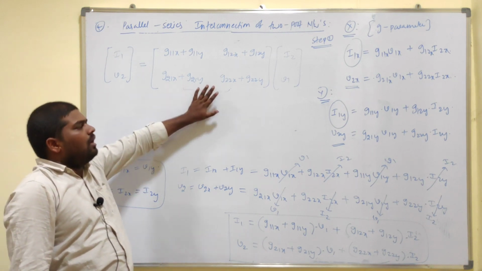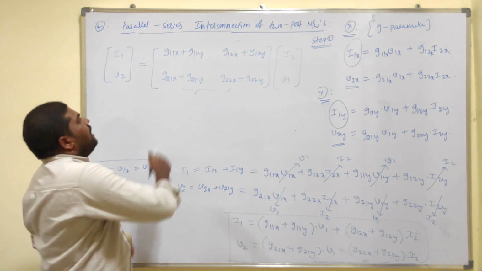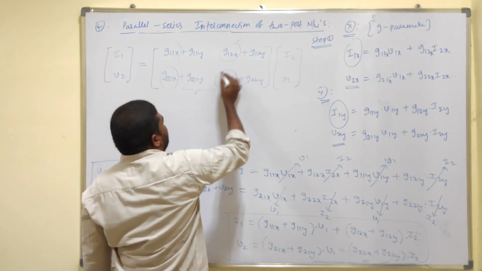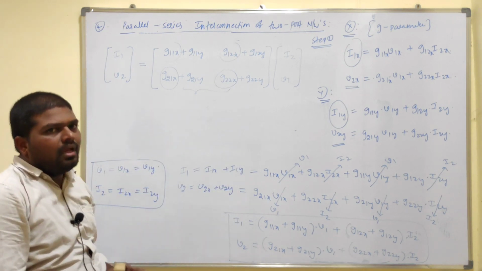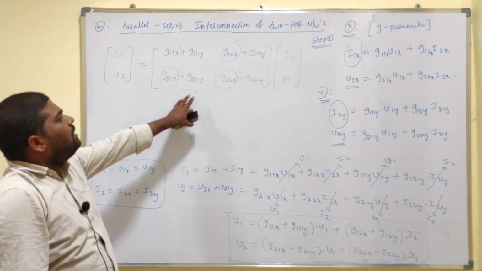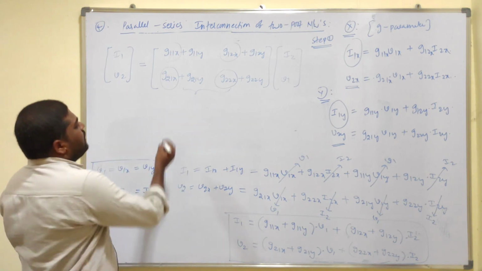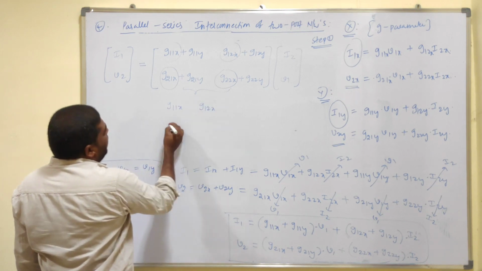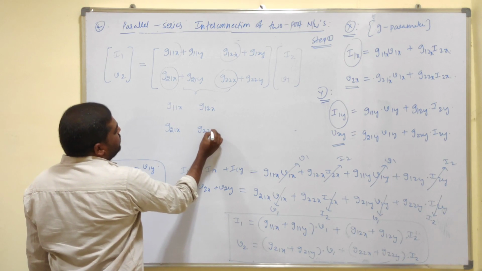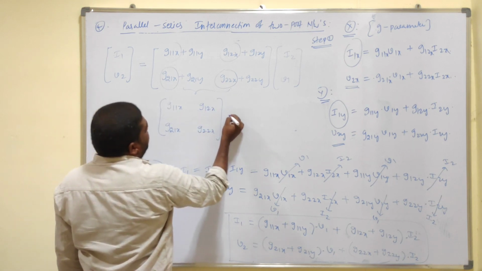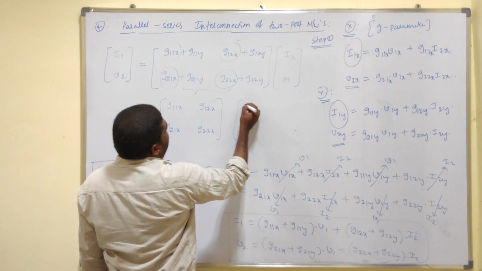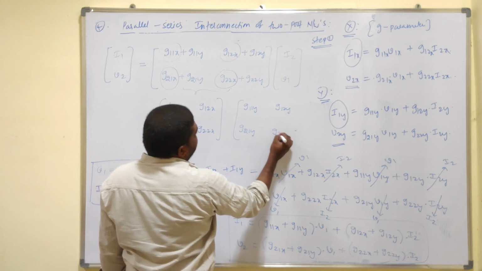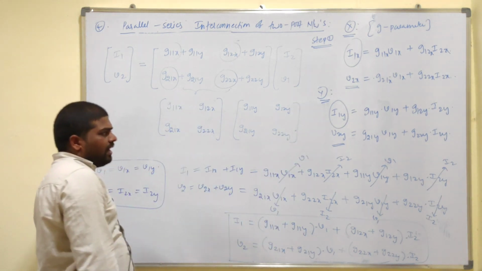Now observe these two-port parameters. Here are X related elements and Y related elements. You can separate the X related elements and the Y related elements. Now we will get G11x, G12x, G21x, and G22x. This is the X related matrix. And the next one, G11y, G12y, G21y, and G22y. This is the Y related matrix.